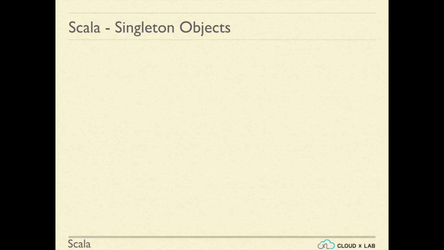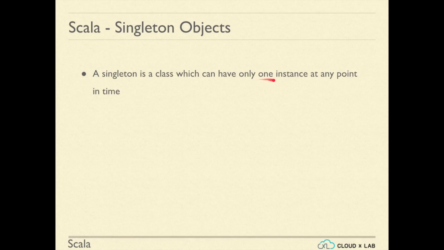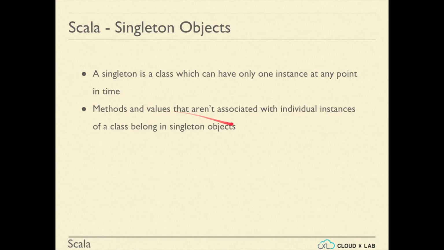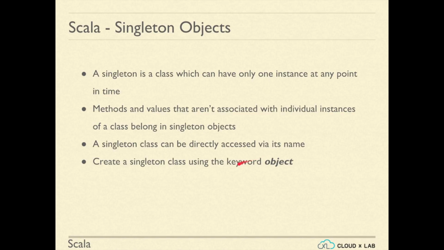Objects in Scala are singleton. A singleton is a class which can only have one instance at any point of time in the whole system. Methods and values that are not associated with individual instances of a class belong in singleton objects. A singleton class can be directly accessed via its name. We can create a singleton class using the keyword object.